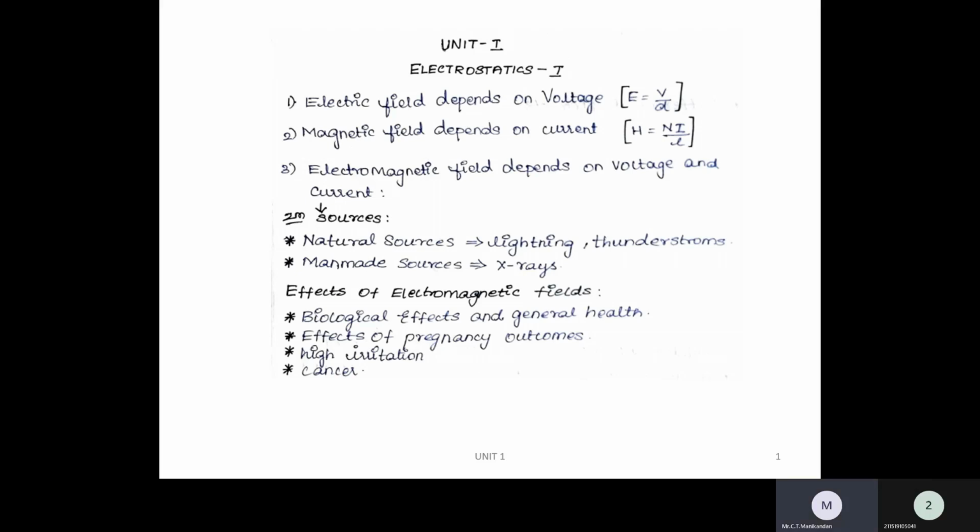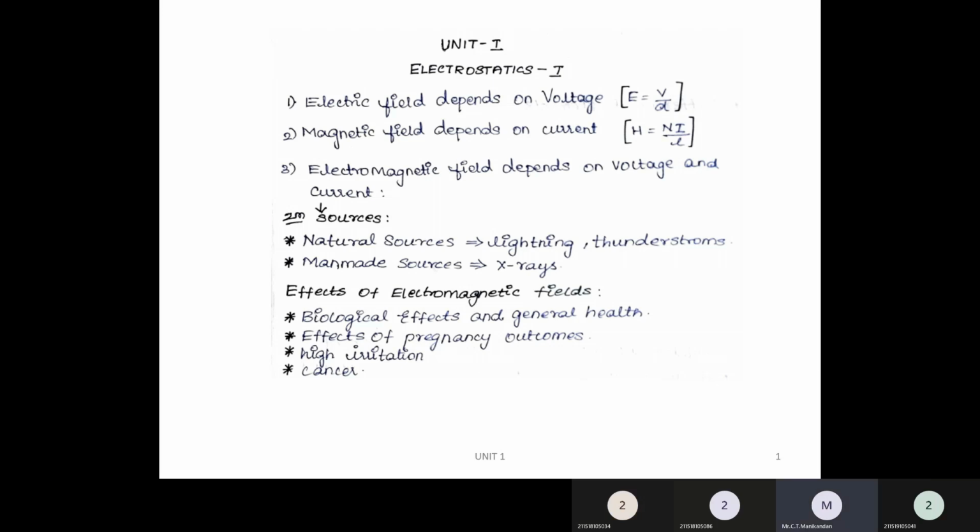So in today's class, we will be seeing about electromagnetic fields. One of the important topics for the GATE classes. In the electromagnetic field, we have the electric field and the magnetic field as the main concepts. First, we will be seeing about electrostatics, and later on we can go for the next electromagnetic fields.